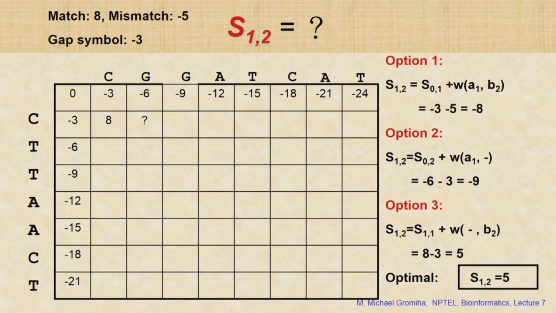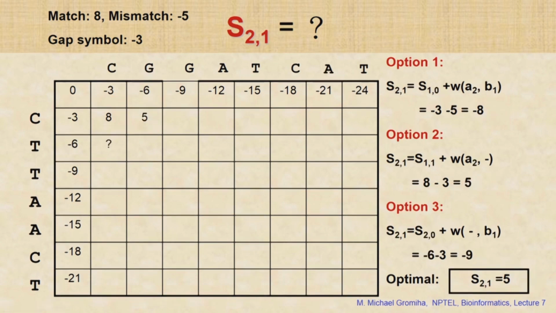So, what is the value here? What are the possibilities? The numbers from here, what is the number? Minus 8, this way minus 9, and this way 5. So, 5 is the maximum. So, you put 5 here. So, now this 5. So, what is the number here?